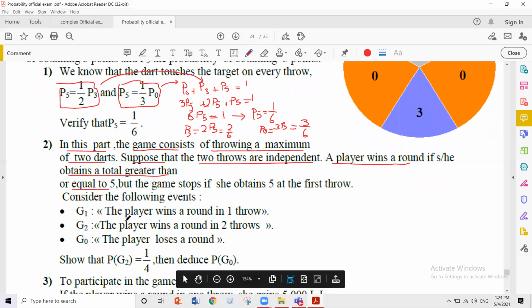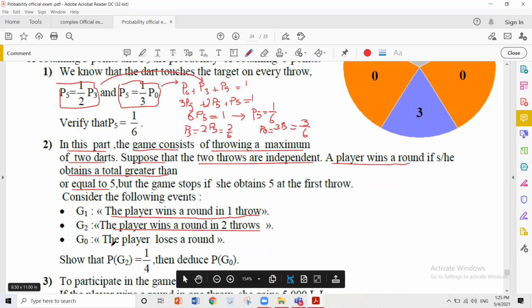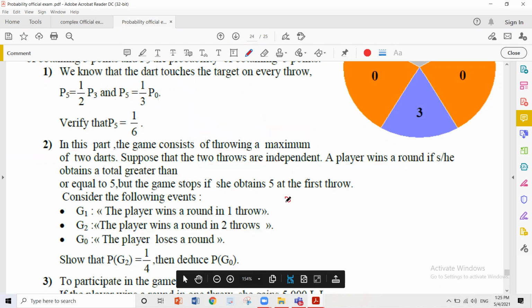Consider the following events. G1, the player wins the round in 1 throw. G2, the player wins the round in 2 throws. The player loses the round G0. Show that probability that G2 equal 1/4. Who can tell what's the probability that G2?